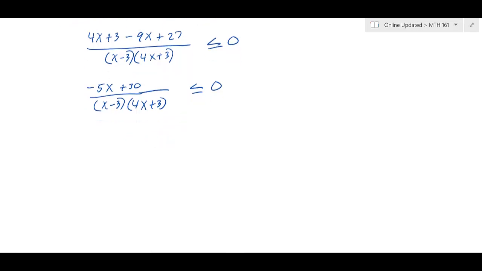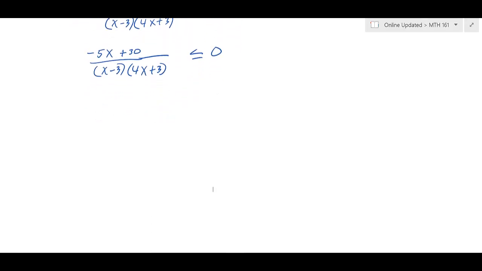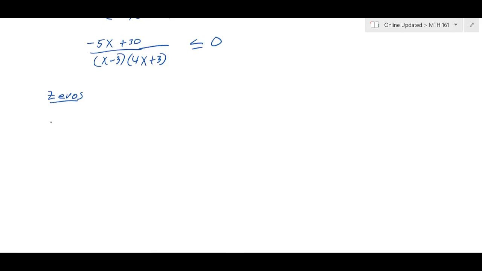So now, just like we did before, we need to identify what the zeros are. So what's going to make this rational expression equal to 0? Well, just like before, all we have to do is take the numerator, negative 5x plus 30, and set that equal to 0. So negative 5x is equal to negative 30, divided by negative 5, so x is equal to a positive 6.